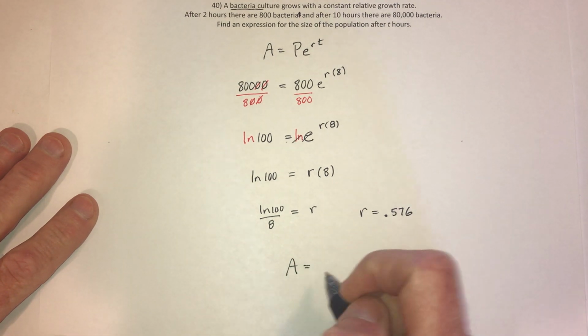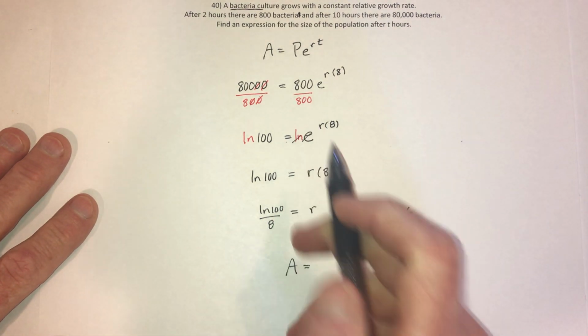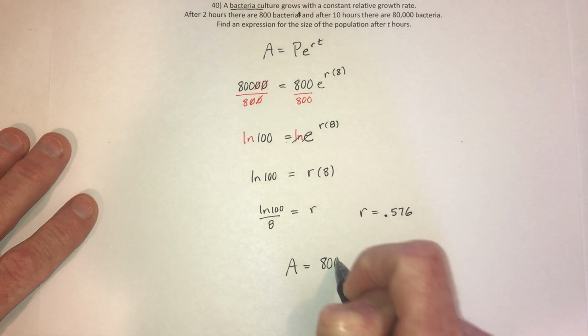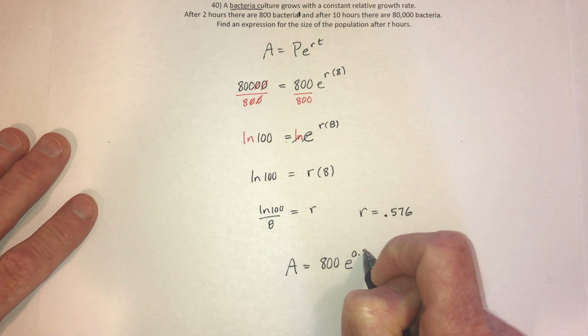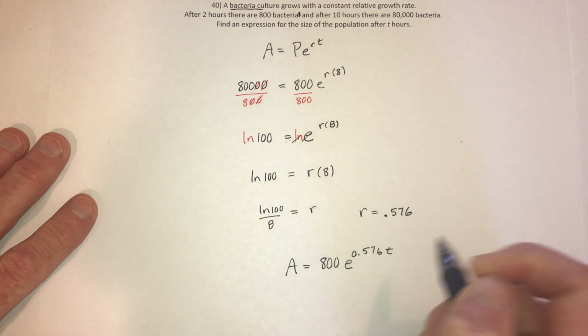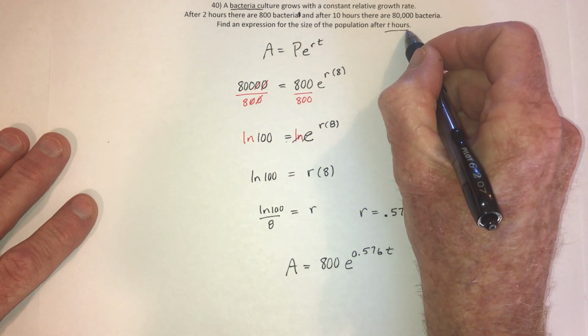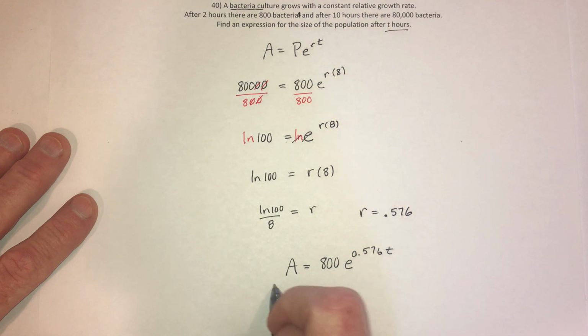Then the actual function. So go back to this, and it's going to be 800 e to the 0.576t. And then that is what this means. It should be a function of t.